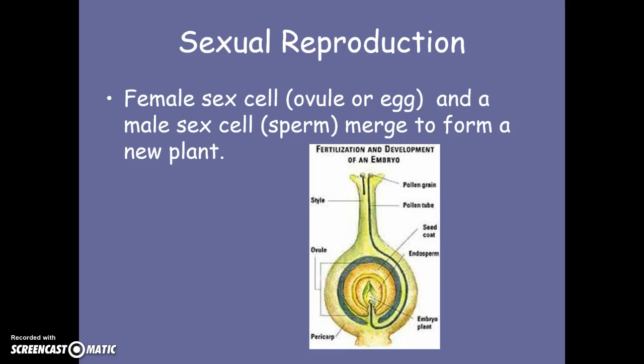Sexual reproduction is fertilization, when the female sex cell and the male sex cell merge to form a new plant. That's why we call it sexual reproduction. The sperm and the egg have to unite. Sperm travels down, unites with the egg, and now you start to get the endosperm, which is the most part of a seed. You have the little embryo forming in there, and then you have the seed coat forming on the outside of it. That's sexual reproduction.